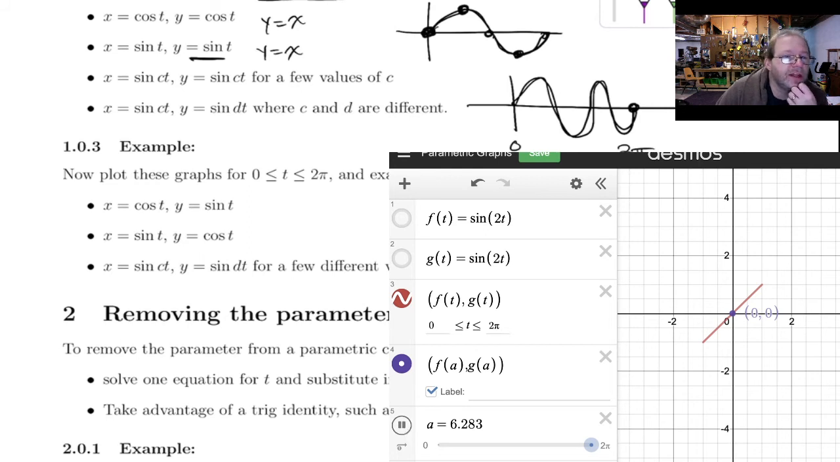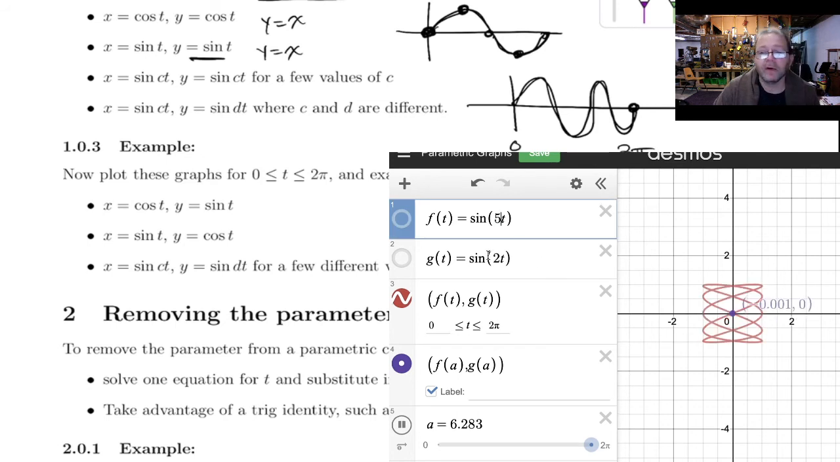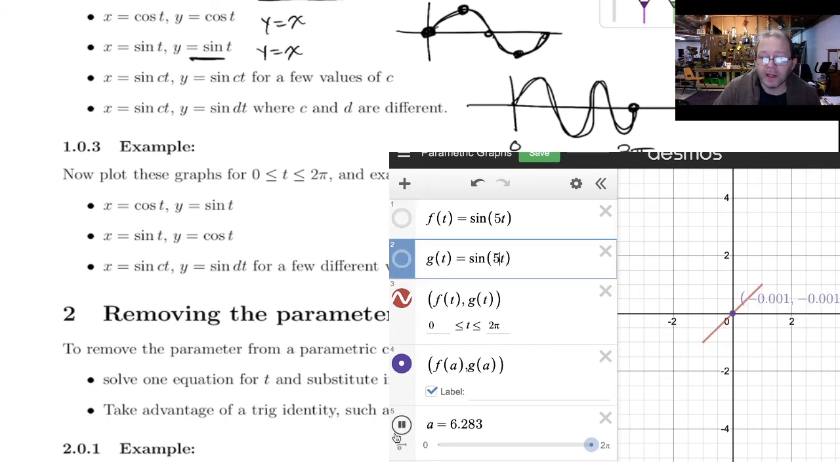Now, if I change this 2 to some other number, like say 5, and I do this now, it's going to make 5 trips up and down, but it's still going to be the same graph. So the graph itself stays the same, but its speed and its motion change.